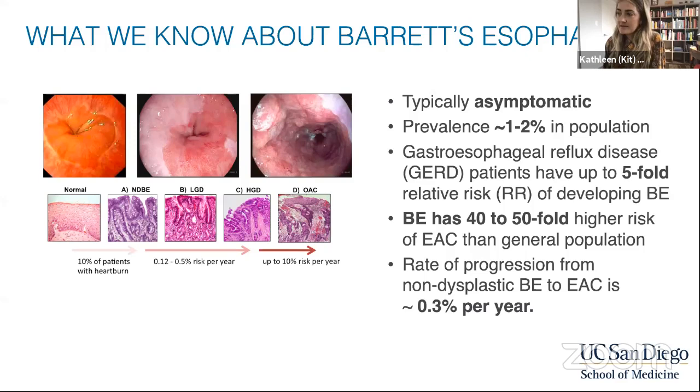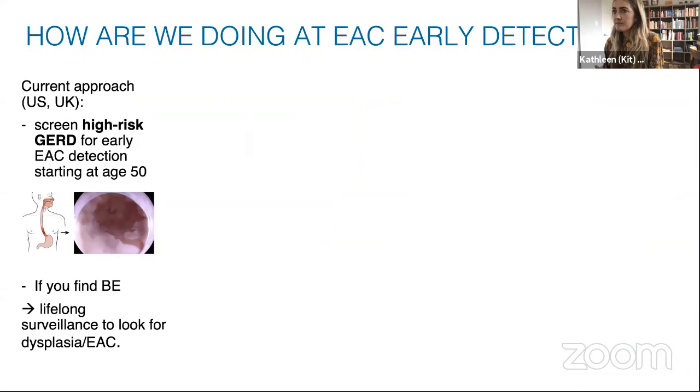But at the same time, the rate of progression once you know you have Barrett's that doesn't have any dysplasia to cancer is very low. So only 0.3% of patients diagnosed with Barrett's will progress to esophageal adenocarcinoma each year. So this is a sort of numbers game that we have. And because of that increased risk, this is how current approaches work.